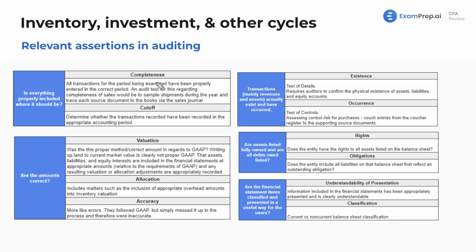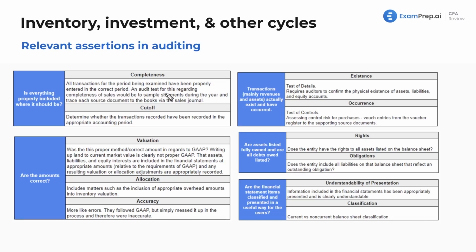These are related. Now, there are relationships between these other ones that go beyond what I've gotten here, but this is just the format I like. We will see, similar to our previous lesson, how they tie in. I've got those same points where I went through time and time again and said, okay, the difference between completeness and cutoff, existence and occurrence, all of that. Completeness here: all transactions for the period being examined have been properly entered in the correct period.